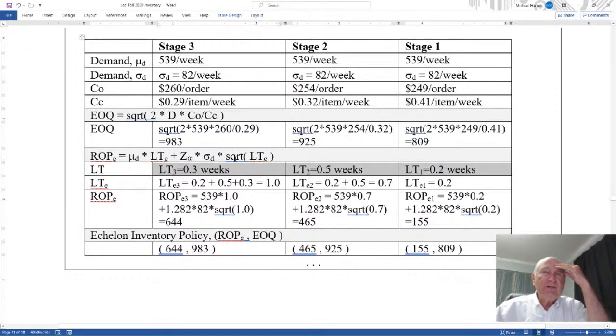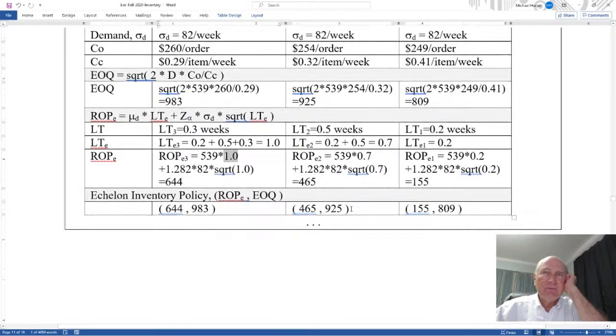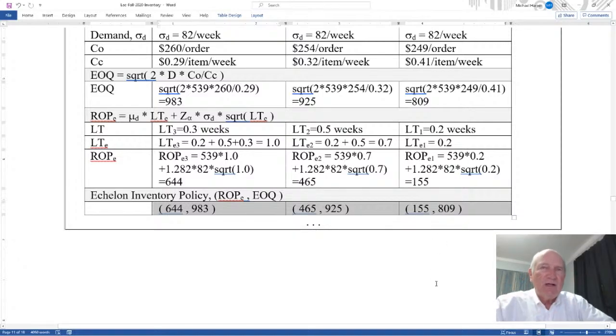So each of these has an upstream lead time. Then my echelon lead time is going to be 0.2, 0.5 plus 0.2, 0.3 plus 0.5 plus 0.2. So this is my echelon lead time right here. When I calculate my ROP up here, I'm using my echelon lead time each time. See, 1, 1, 0.7, 0.7, 0.2, 0.2. And now I get my echelon ROP, and there's my inventory policy. So that's echelon inventory policies.